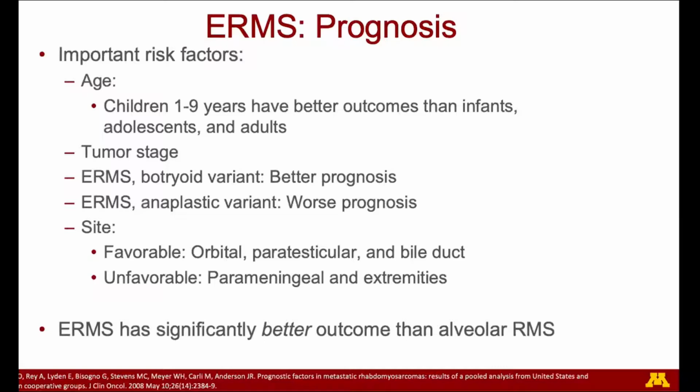Embryonal rhabdomyosarcomas overall do not have a terrible outcome, with an overall survival of 70% at 5 years at localized stage. But the prognosis is variable based on important risk factors, including age, with a better prognosis for children between 1 to 9 years of age compared to infants, adolescents, and adults.